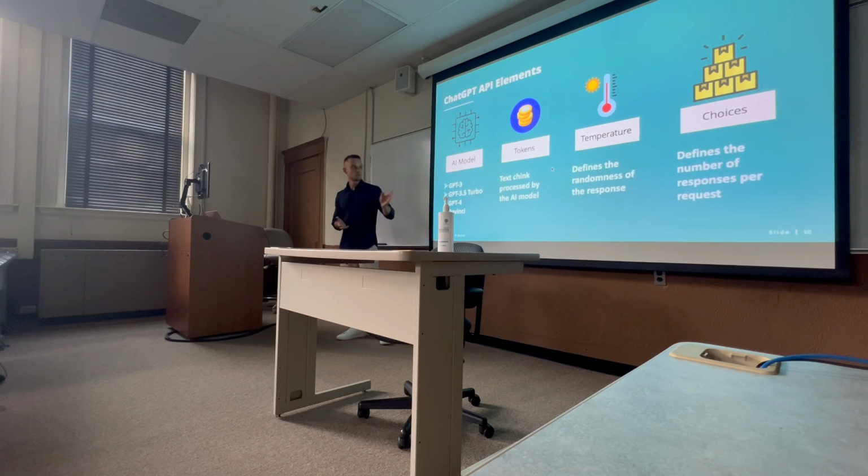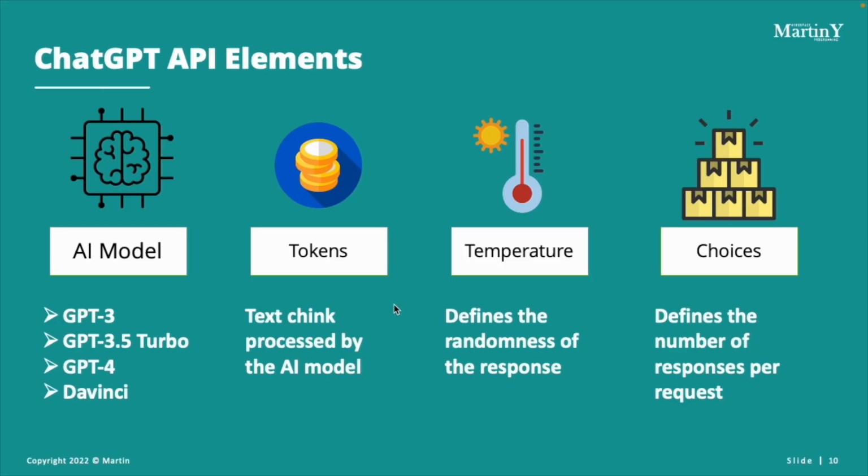Obviously, if you send to the model a math equation to solve, you want the model to be precise. If you want ideas for how to name your company, you want it to be more creative, right? You don't want just the most popular answer. So the temperature is, of course, very important.